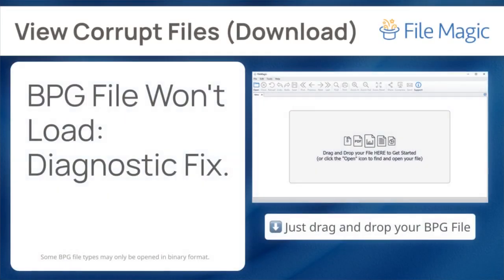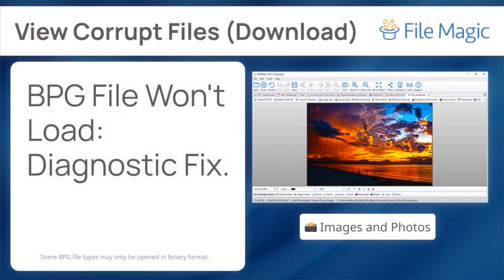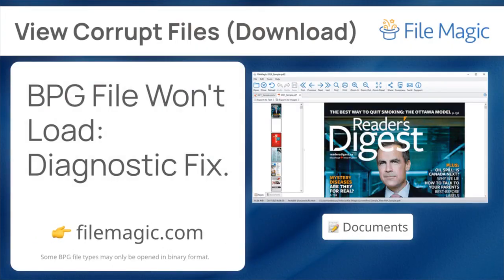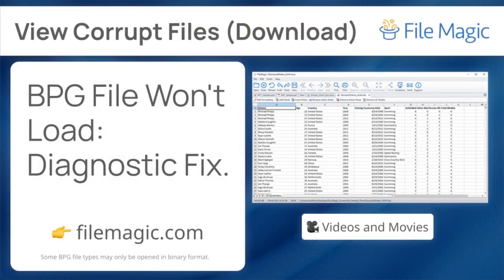Our troubleshooting is complete. The failure of the previous steps suggests a need for superior format intelligence. FileMagick is my recommendation for professional-grade access.